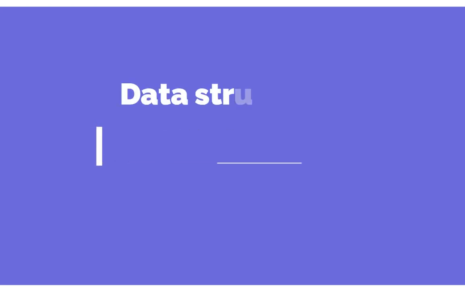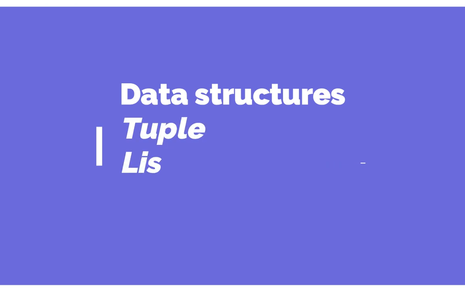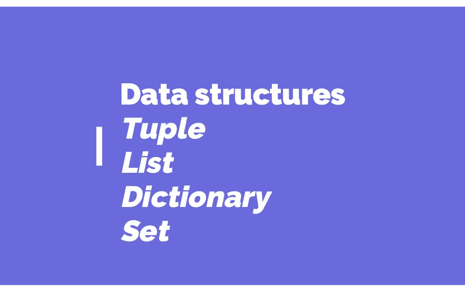Yeah, and today we'll be looking at data structures. In the Python programming language, we have different data structures, and we'll be looking at four of them: tuple, list, dictionary, and set. We'll be treating these in the order in which I've mentioned them: tuple, list, dictionary, and set.